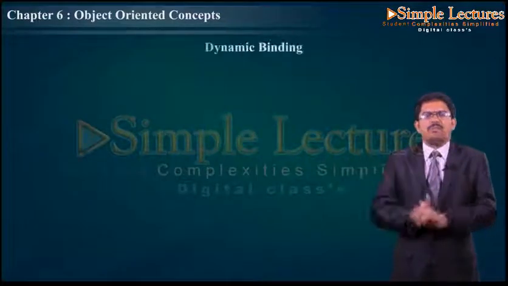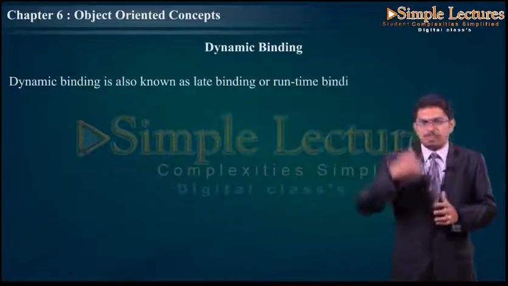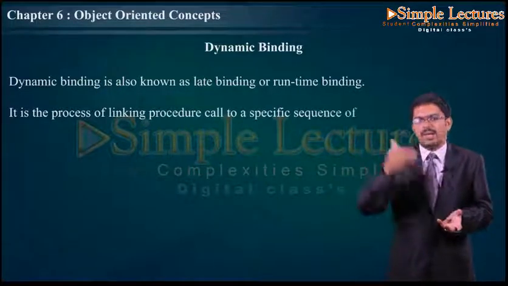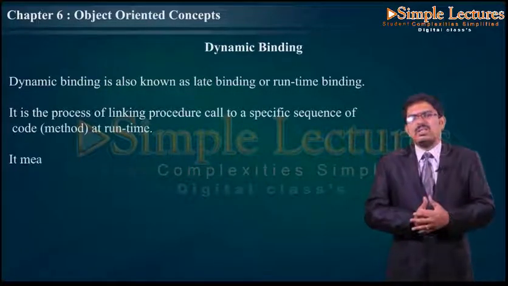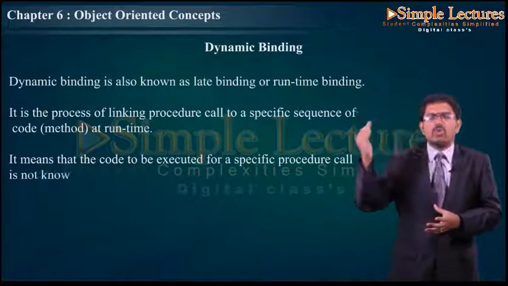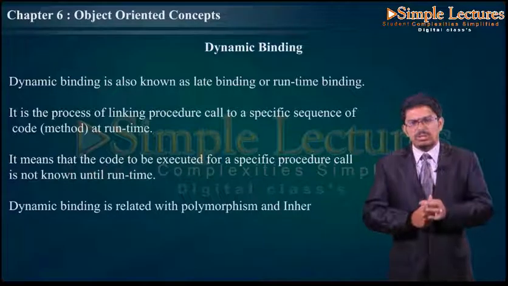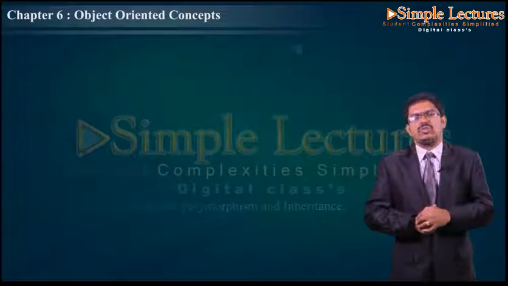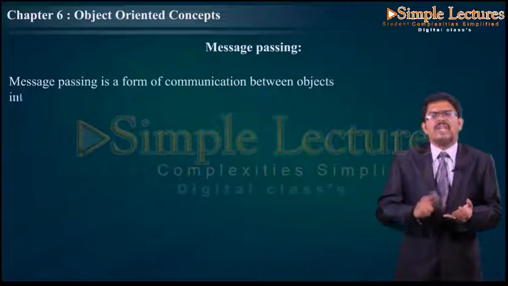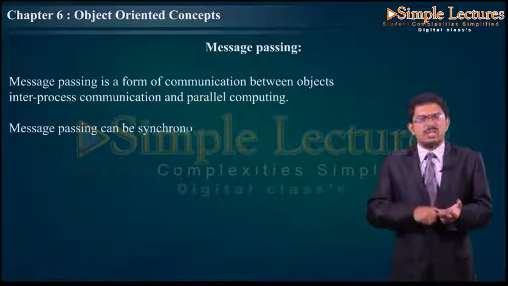Dynamic binding. It is also called late binding or runtime binding. It's a process of linking procedure call to a specific sequence of code at runtime. It means the code to be executed for a specific procedure call is not known until the runtime. Dynamic binding is related with polymorphism and inheritance. Message passing is a form of communication between objects, inter-process communication and parallel computing. It may be synchronous or asynchronous.